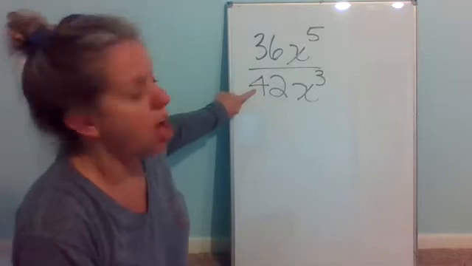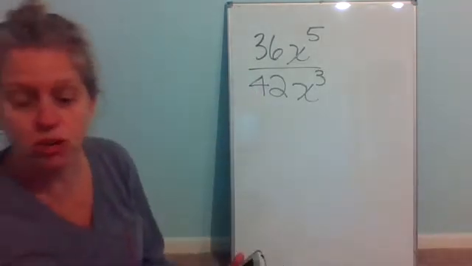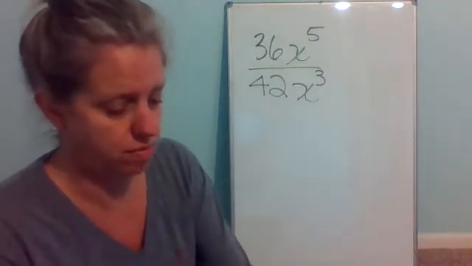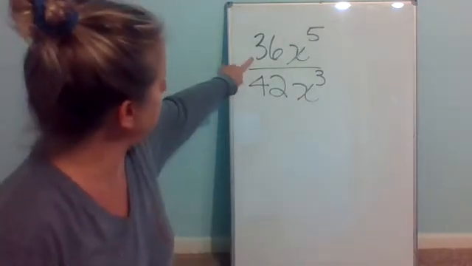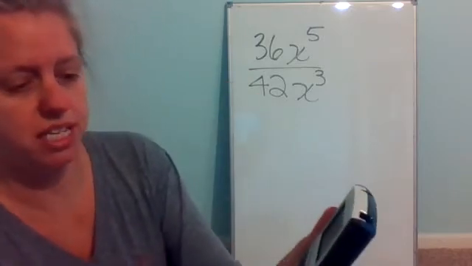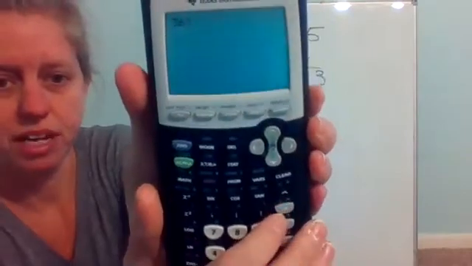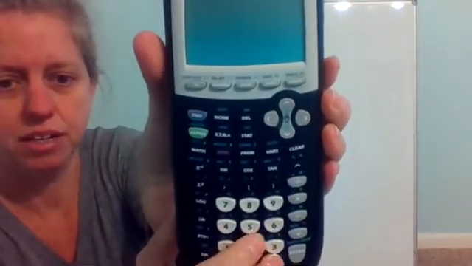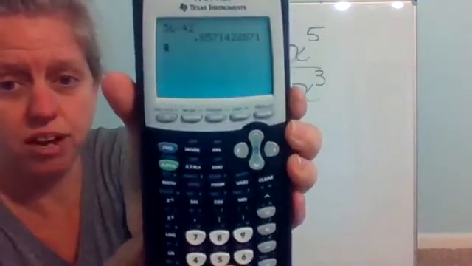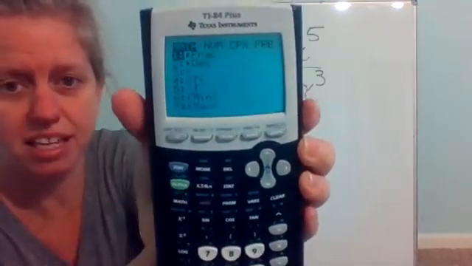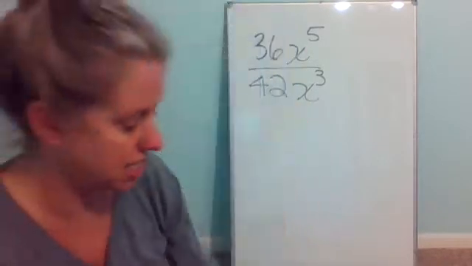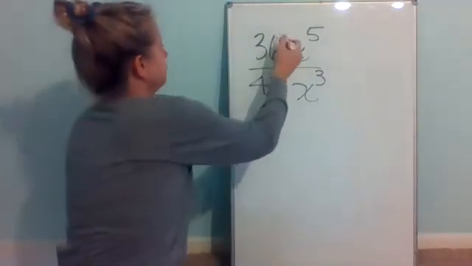We have 36 over 42. Remember, you can use math enter to reduce that fraction for you by simply typing in 36 divided by 42. Hit enter, get your decimal, and remember with your decimal, you're going to math enter that to see that that part is going to reduce to 6 over 7.